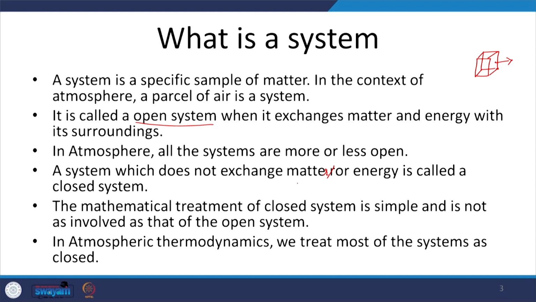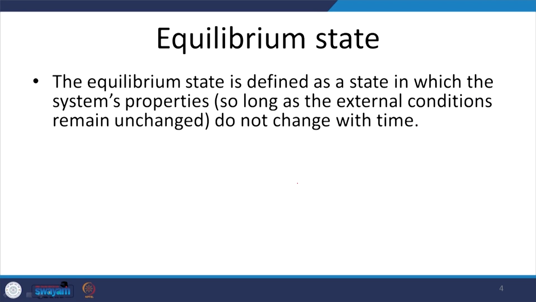So, in atmospheric thermodynamics, we treat most systems as closed systems. So, you understand the difference. Generally in atmospheric thermodynamics, we treat most systems as closed systems, but in the broad description of the atmosphere, we treat them as more or less open, right. Because we want a simple description to be given in terms of thermodynamical variables, we treat it as a closed system.